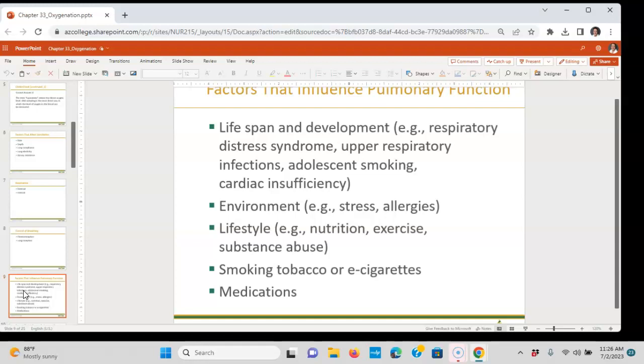Environmental factors: stress, allergies, smoke, tanning, chemical exposure, tobacco smoke, e-cigarettes. The more we know, the more we do not want people doing that. And then some medications will also influence your pulmonary function. Most of the time, the medications we're talking about are improving our lung compliance.